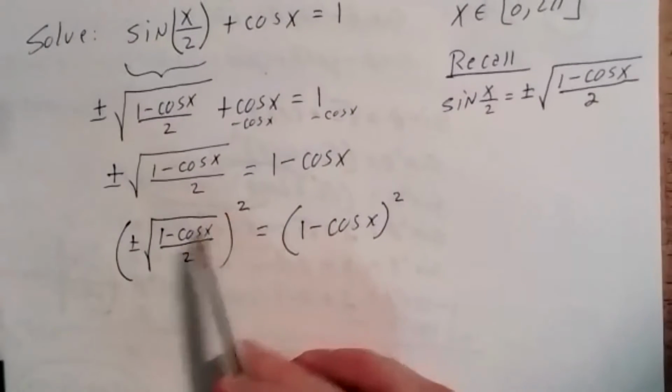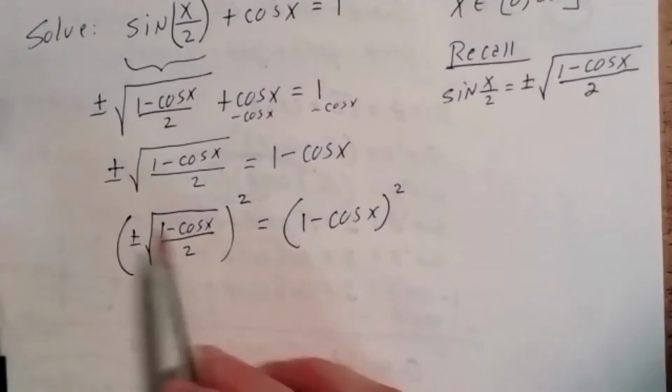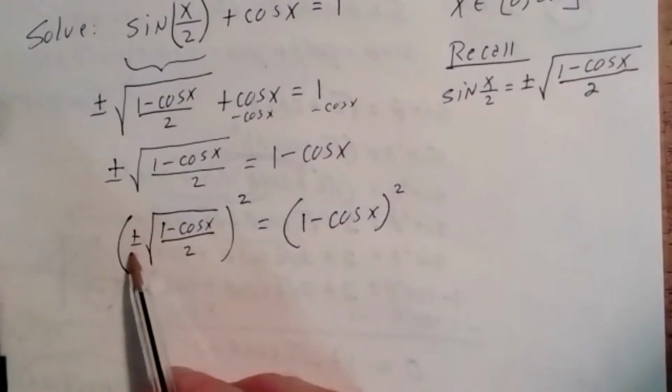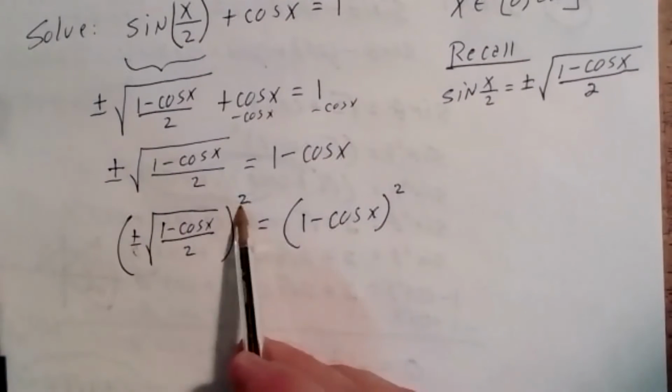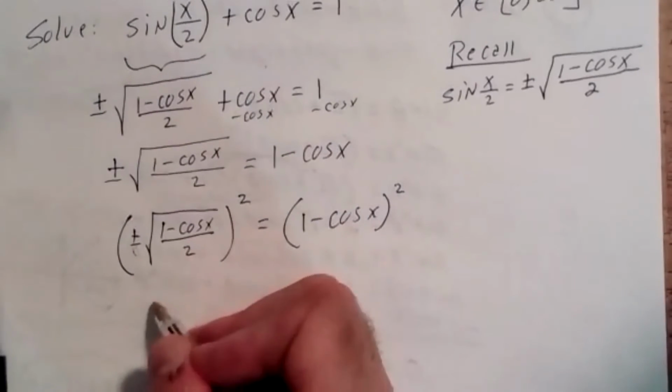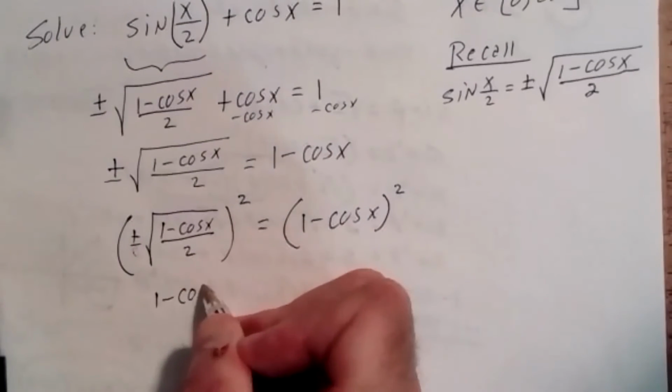When you square a square root, the square root disappears. Furthermore, if you take a plus or a minus and square it, it's always going to come out to be a plus. I don't care if it's a plus or a minus. When you square it, it's always a plus. So this is just going to reduce down to 1 minus cosine x over 2.